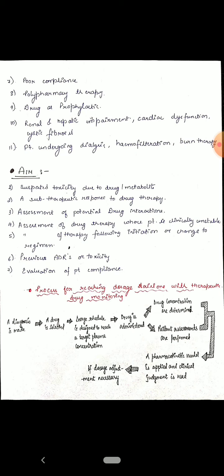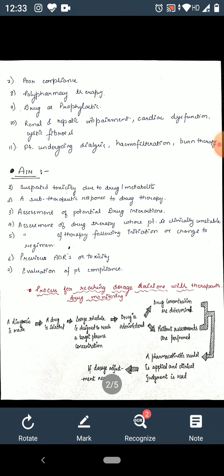Here is a process flow chart for reaching a dosage decision with therapeutic drug monitoring. As a diagnosis is made, a drug is selected. After selecting the drug, the dose is scheduled and designed to reach a targeted plasma concentration. The drug is administered and the drug concentrations are determined. Also the patient assessments are performed. From both of these, a pharmacokinetic model is applied and clinical judgment is used to decide if a dosage adjustment is necessary or not.